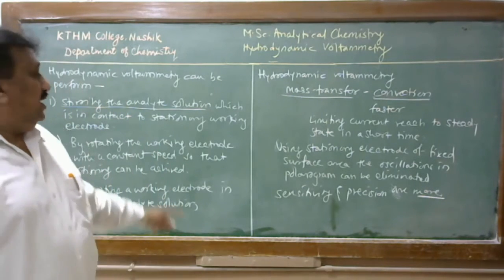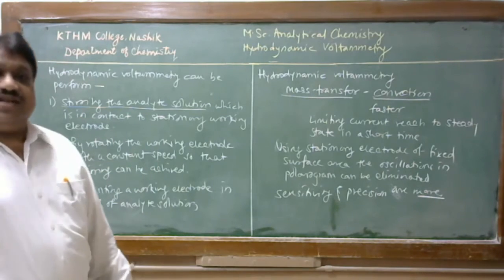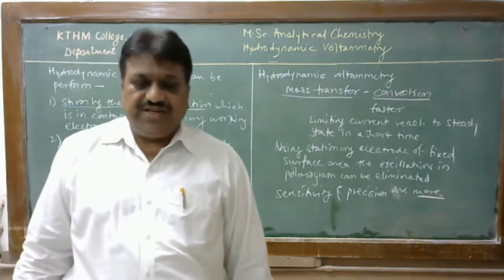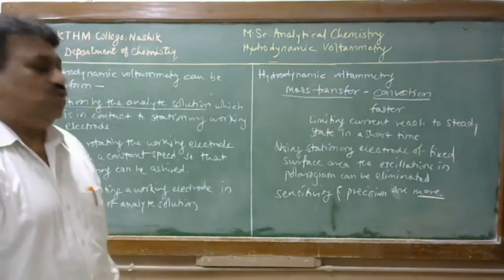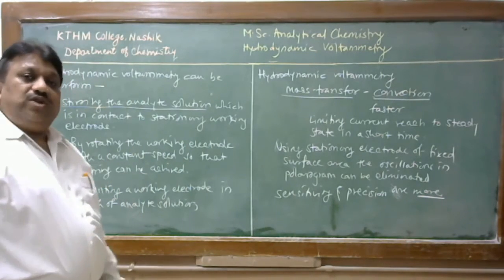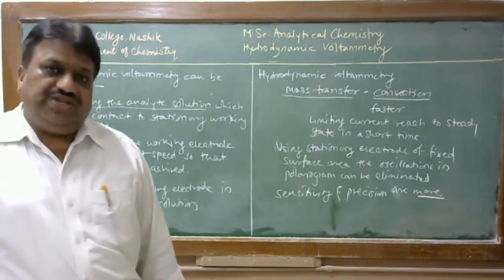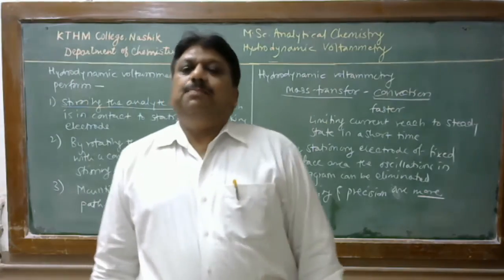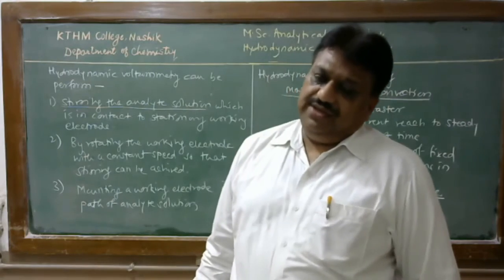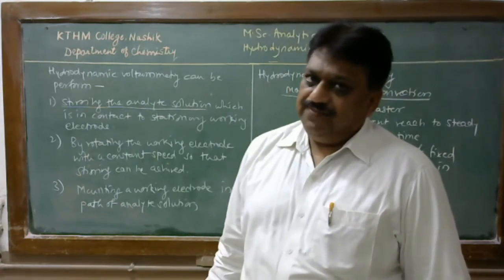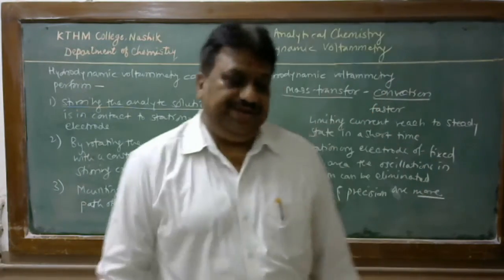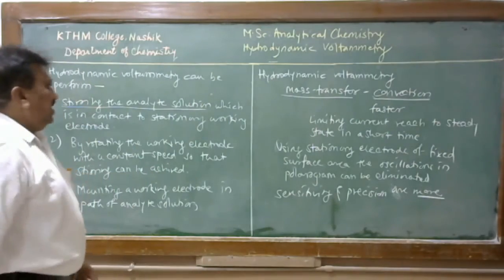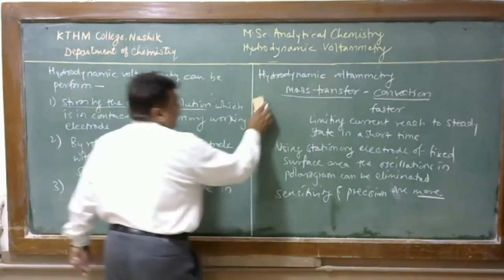That can be kept in motion by stirring the solution with a magnetic stirrer, or sometimes by rotating the electrode in the analyte solution, and sometimes we can mount that working electrode in the path of the analyte solution in order to carry out the hydrodynamic voltammetry. Students, we discuss the working electrode in hydrodynamic voltammetry.